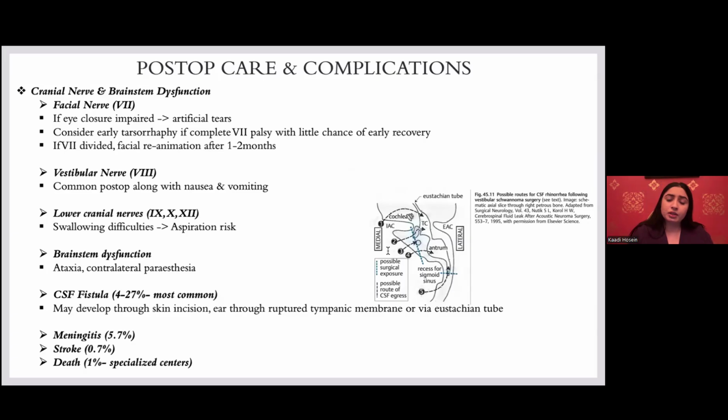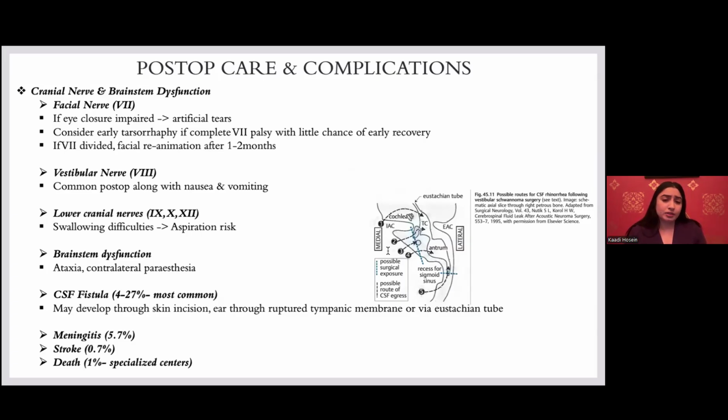Now, vestibular dysfunction is also common post-op, with nausea and vomiting being common, and the combination of 9th, 10th, and 12th nerve dysfunction creates swallowing difficulties and also aspiration risk. Brainstem dysfunction may also occur from dissection of the tumor off the brainstem, producing ataxia and contralateral paresthesias. Although there may be improvement, once present, there's often some permanent residual.